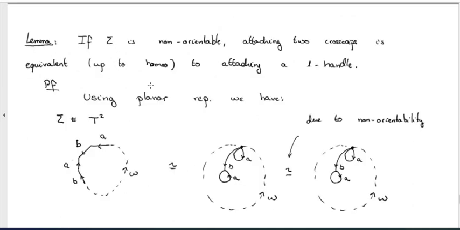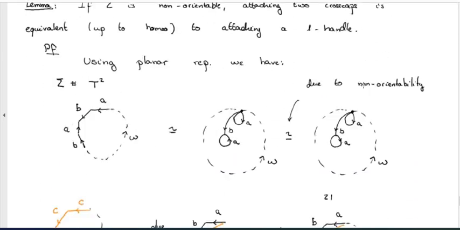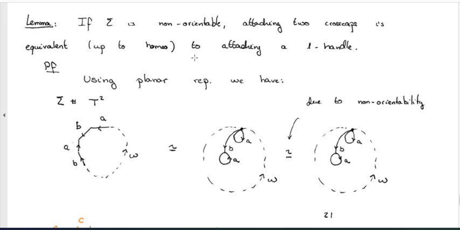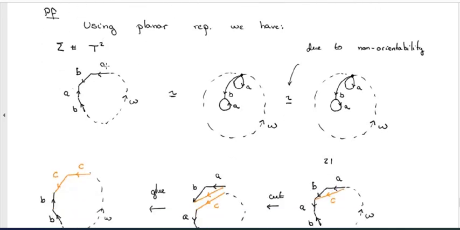All right, so let's go to the last result of today. Let me see. Yeah, there we go. So it says that attaching a cross cap, that is, connect summing with RP2, if we do it twice, is equivalent to attaching a one handle, that is connect summing with T2, as long as sigma is non-orientable. And it's a very nice picture, so let's see how it goes.